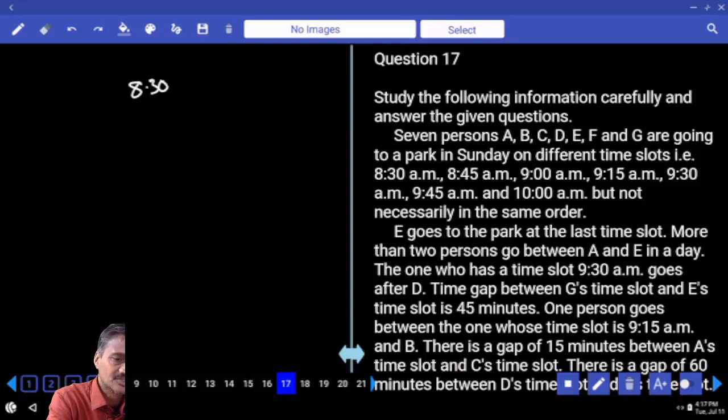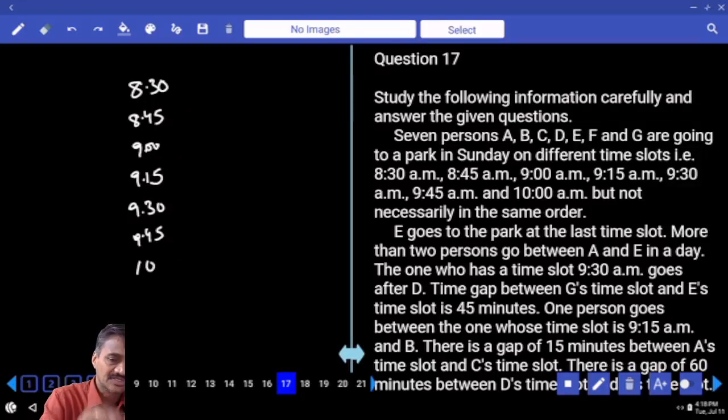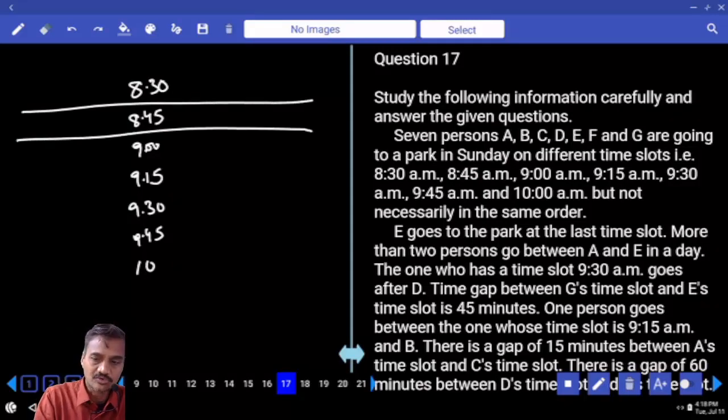8:30. Next one 8:45. 8:30, 8:45, 9, and next one 9:15, 9:30, 9:45, and 10. Now 1, 2, 3, 4, 5, 6, 7. And all together we have 7 on Sunday at different times, but not necessarily in the same order. Then coming to condition number 1, E goes to the park at the last slot.